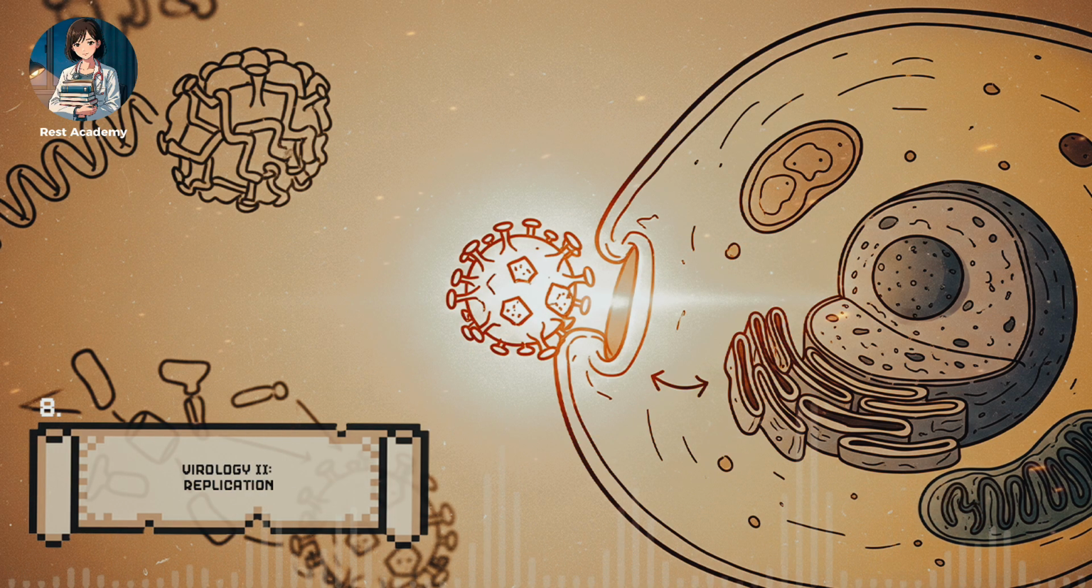Release closes the factory doors. Enveloped viruses bud, acquiring their envelope as they exit. Some bud into internal compartments and depart by exocytosis, others bud directly at the plasma membrane. Budding can spare the cell initially, allowing persistent production. Non-enveloped viruses more often trigger lysis, releasing a burst of particles. Certain enveloped viruses also induce cell-cell fusion, forming multinucleated syncytia that permit spread without exposure to extracellular antibodies.